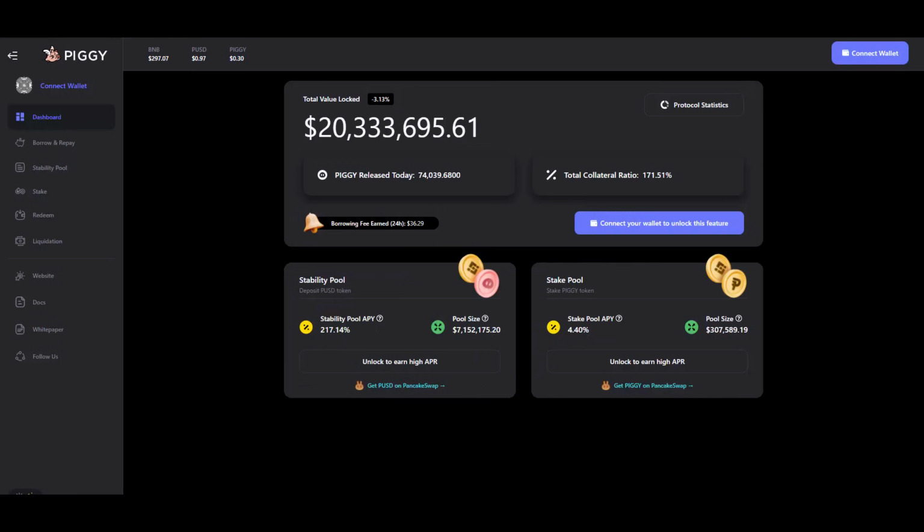So let's jump into the actual app so I can show you that this works. So here is the TVL, guys. As you can see, they have $20 million total value locked, so this is really, really nice.